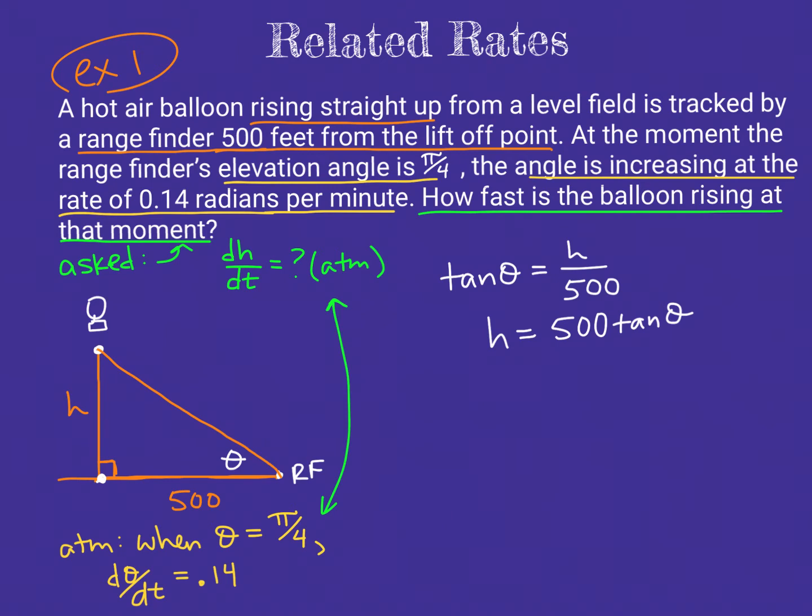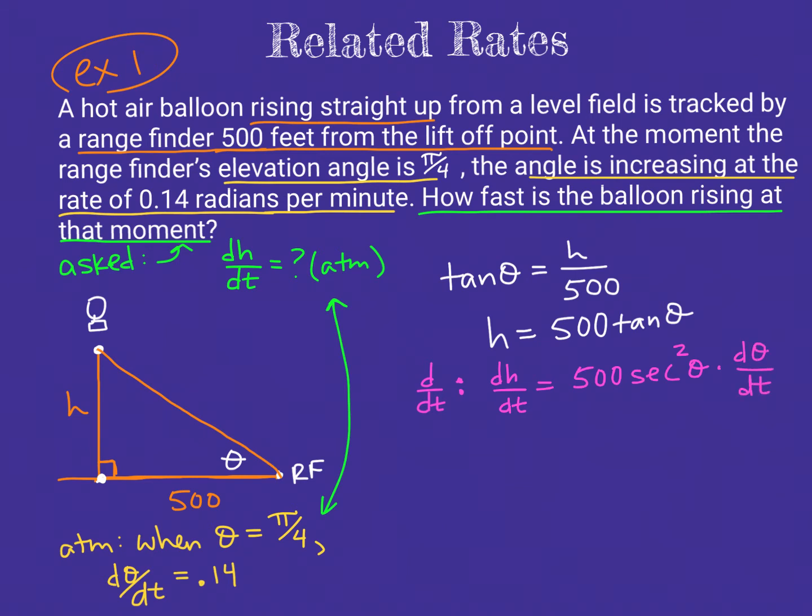So now at this point, I'm going to differentiate with respect to time. I'll do that in pink here. I'm going to differentiate both sides of this equation with respect to time. This is simply saying I'm about to differentiate with respect to t. So I'm going to do that for h, and I'll get dh dt equals 500. Then what is the derivative of tangent of theta? It is secant squared theta times the derivative of theta with respect to t, which is d theta dt.